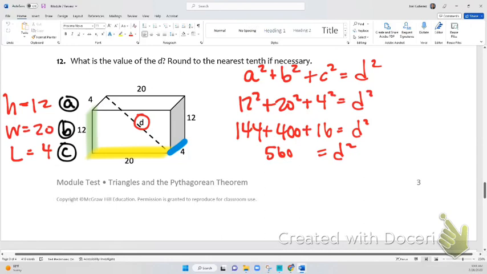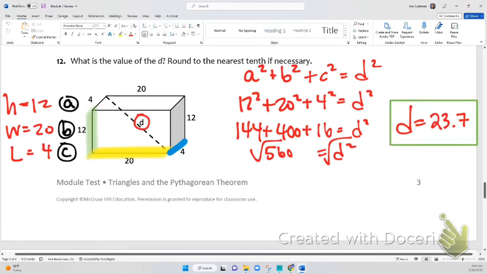560, there's no way that could be my answer. Don't forget to take the square root at the very end. And when you do that, the diagonal in this case is 23.7. It's 23.66, but because we are having to round to the nearest 10th place, the number after the 6 is another 6, so that rounds it up to 23.7. So this is your final answer.